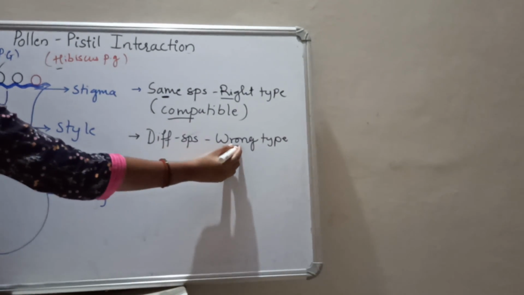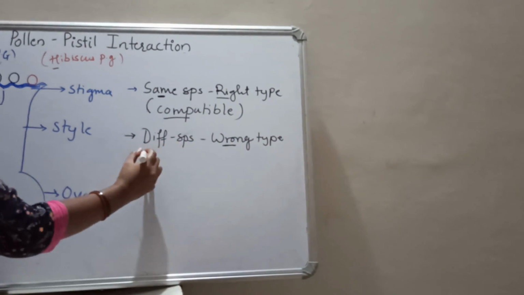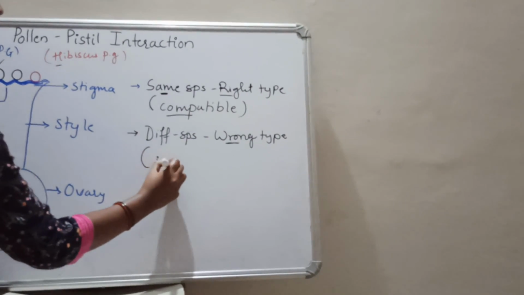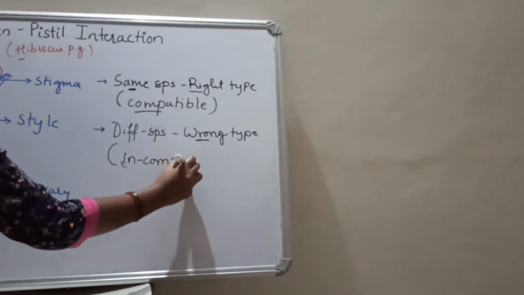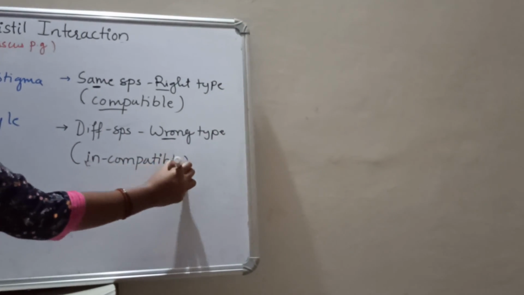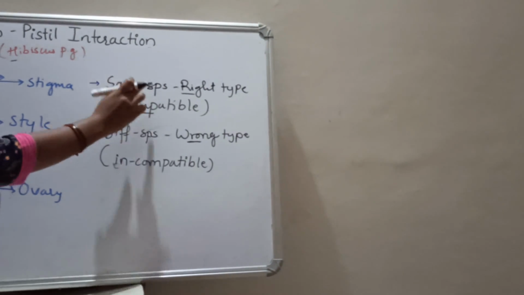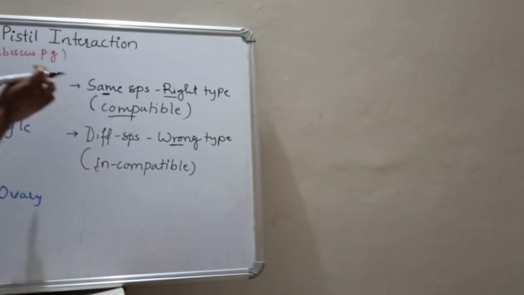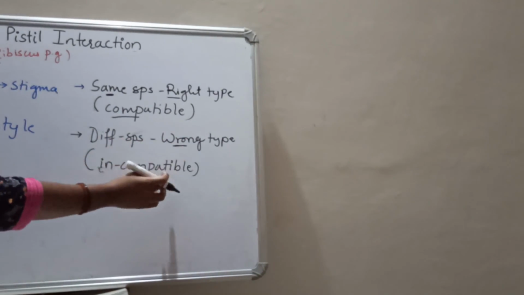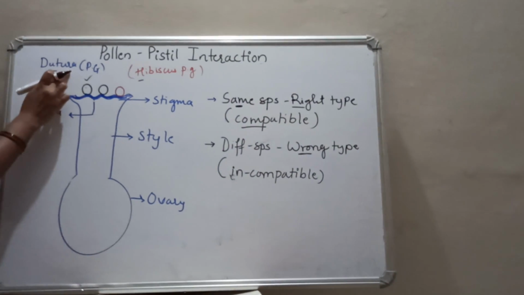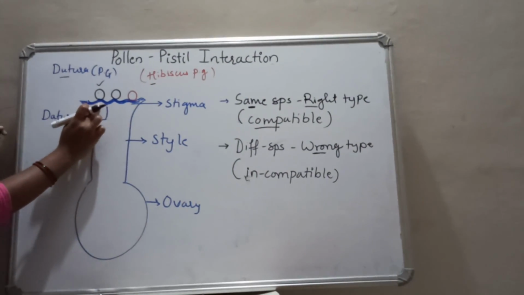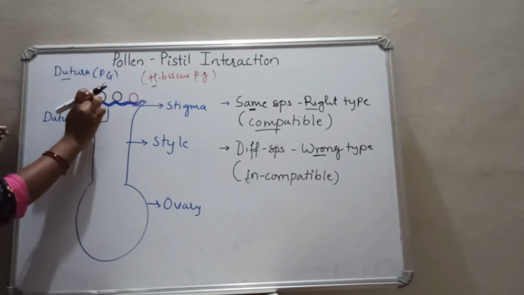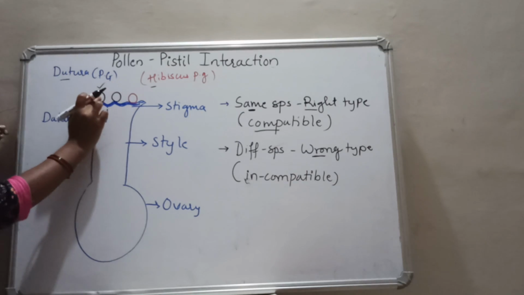That's why it is considered the wrong type of pollen grain, and it is also called an incompatible pollen grain. The same species pollen grains mean the right type of pollen grain. The different species pollen grain means the wrong type of pollen grain. Here, the Datura pollen grain falls on the Datura plant stigma. It means it is compatible, the right type of pollen grain.